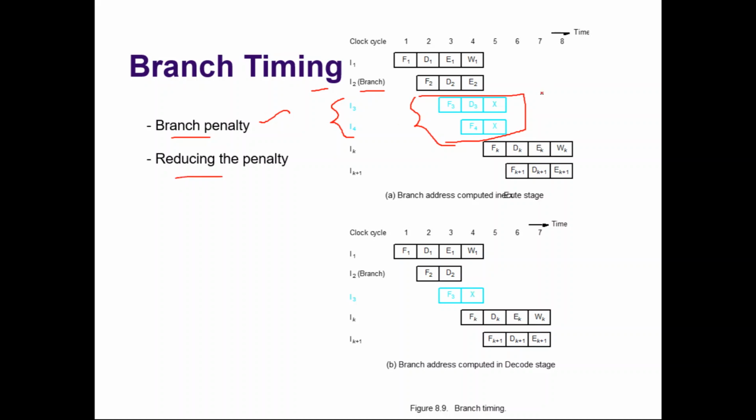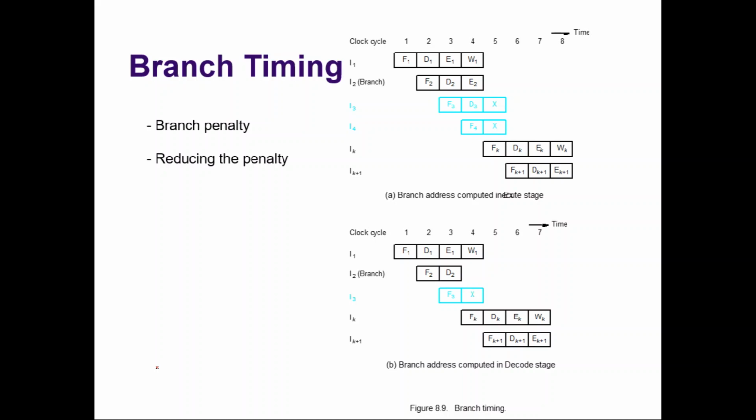So here the penalty is 2 clock cycles. Can we reduce this penalty? Can we make it 1, or 0, or reduce it to a certain extent? Is it possible or not? The answer is yes, provided you have a sophisticated fetch unit.